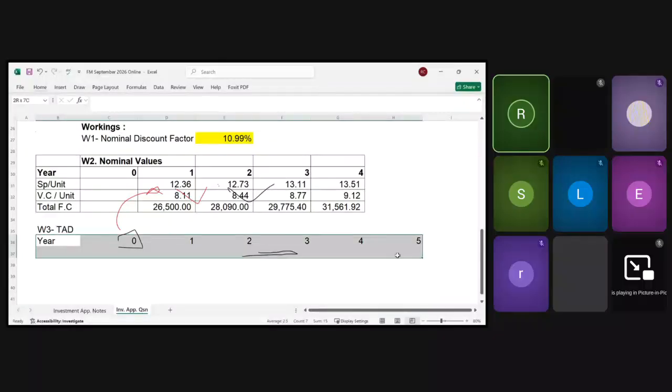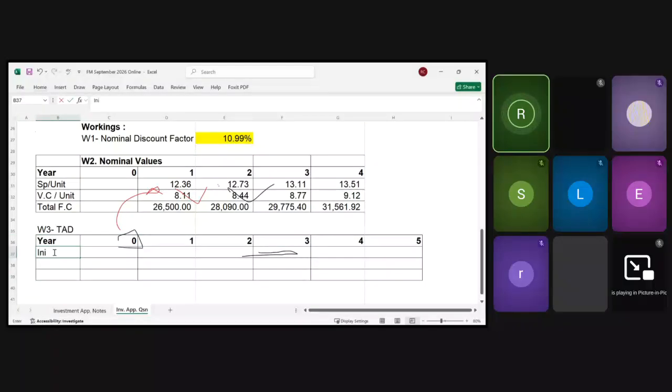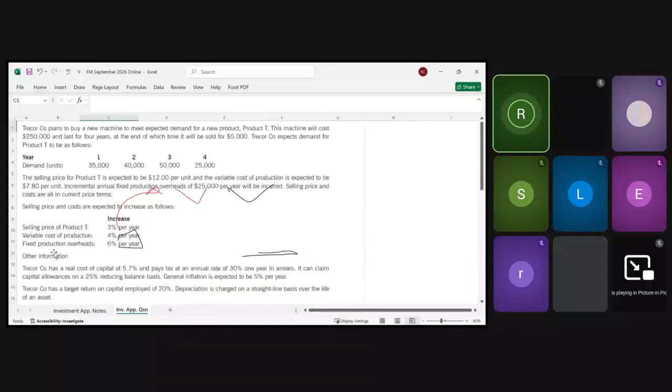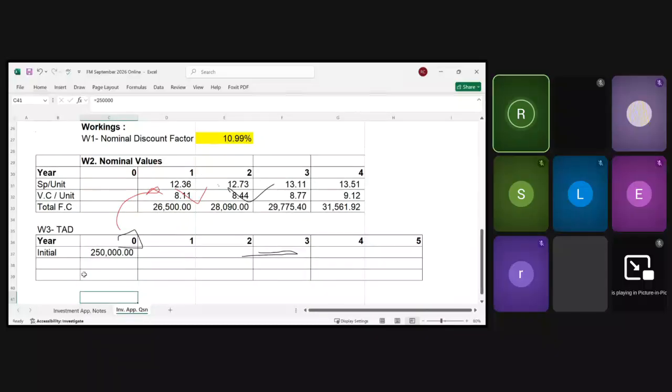Right, so I'm going to have a small table here. What is my initial outlay? Right, the initial amount is 320, if I'm not mistaken. So at 250,000, scrap 5. So initial is equal to 250, in year 0. I'm going to put it as a positive value because I am going to calculate a positive benefit.